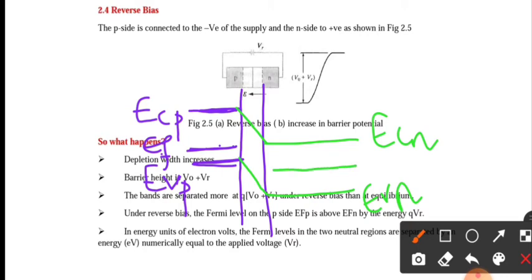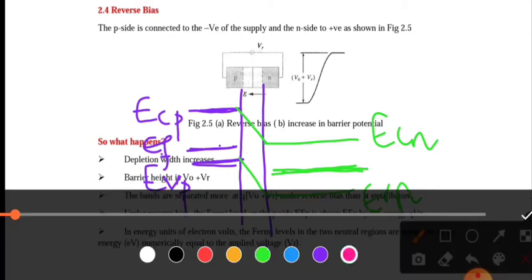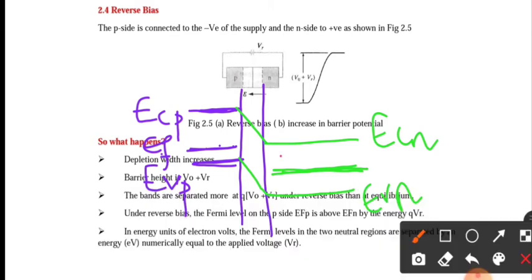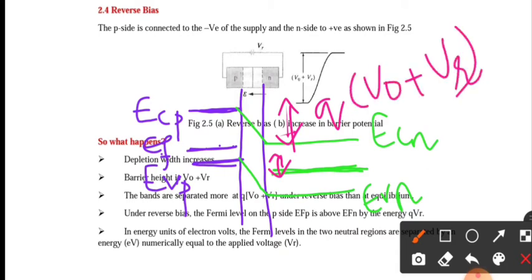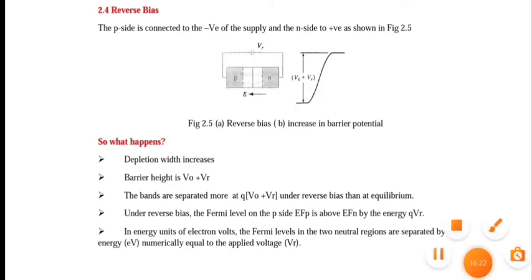So the Fermi level will be here. This difference is nothing but q times VR, and the overall difference will be q times V0 plus VR. So this barrier height will be more in the case of reverse bias. Barrier height is more. So barrier height has been increased.